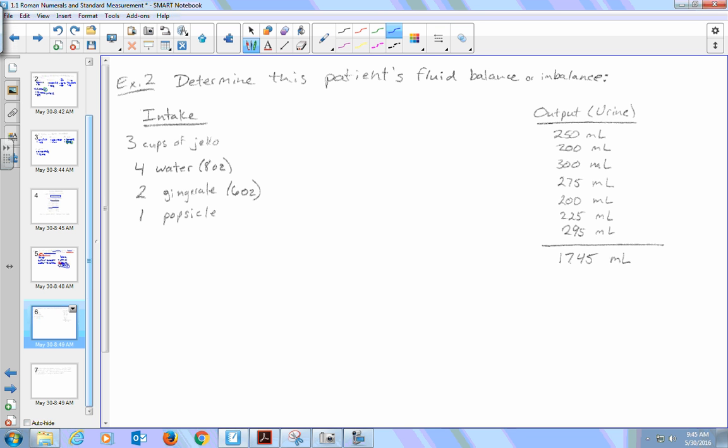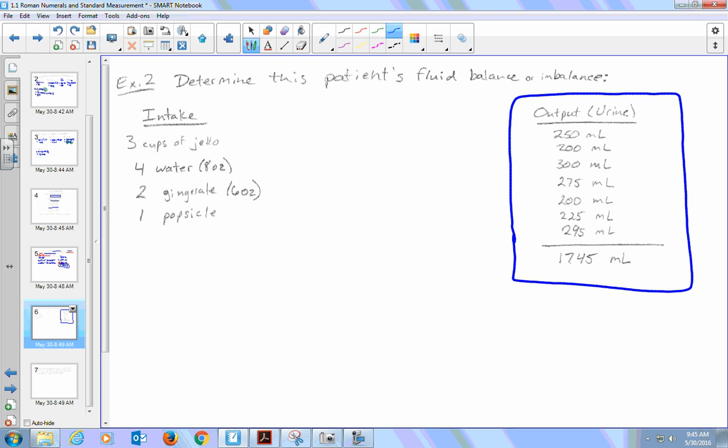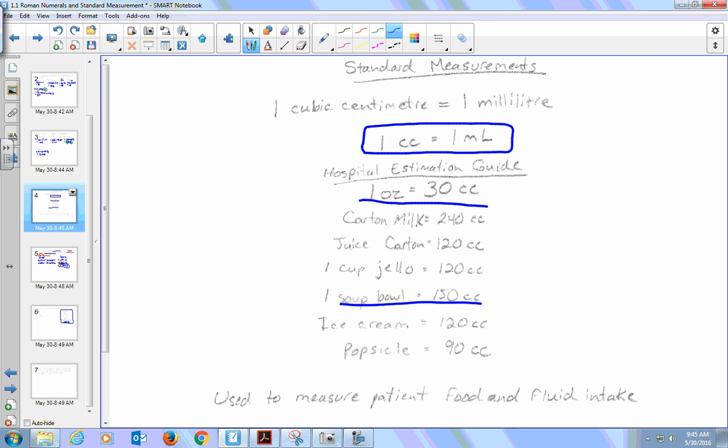So determine this patient's fluid balance or imbalance. So they would have given us, you'll be given certain information. It's important to write that down. But they gave us the output, and if it's a fluid output, it's going to be in urine. And now what we have to do is they'll tell us what the patient ate in their intake, but we need to measure it in cc's or in mils. So the output was measured in mils, so that's the same as 1745 cc's.